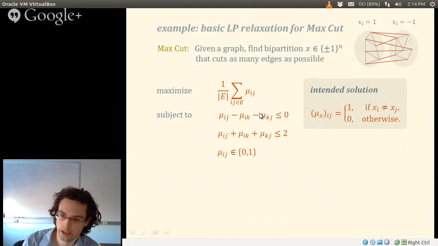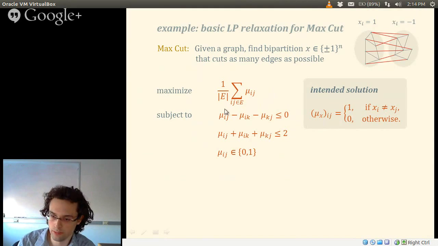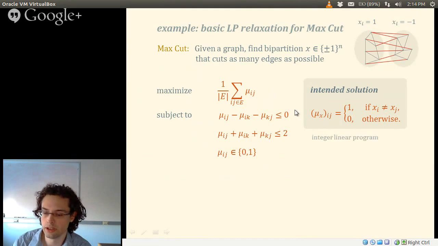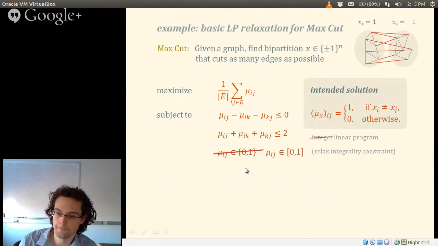And this optimization problem also has a property that any solution to these constraints will actually be one of the intended solutions. Now, this is not a linear program. This is an integer linear program because of this last constraint. And if we relax this integer constraint to a linear constraint, then we get a linear program that we can now solve efficiently because it has small size.